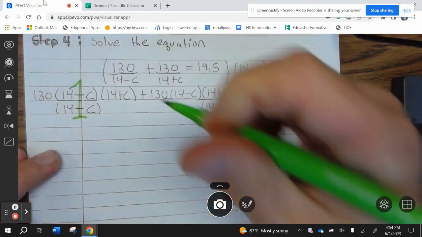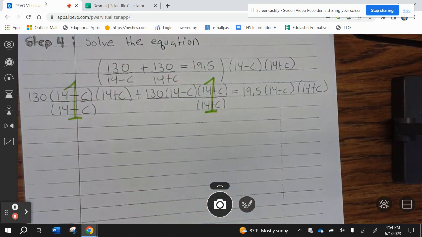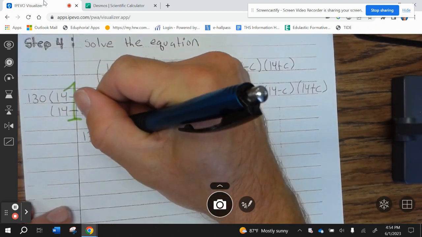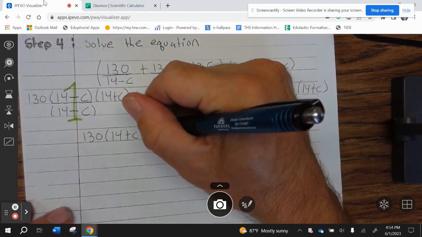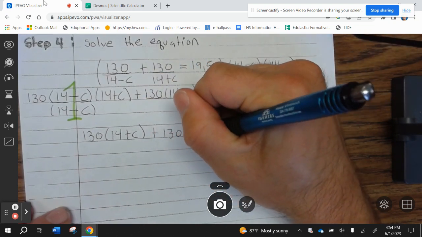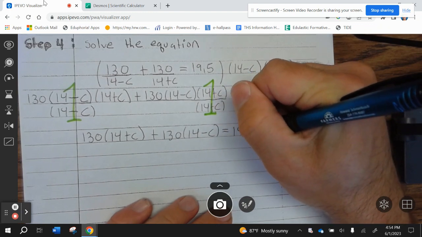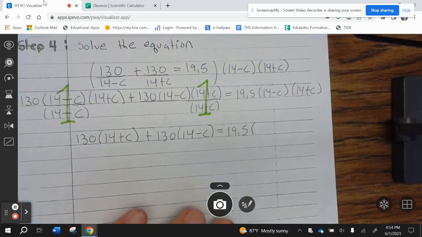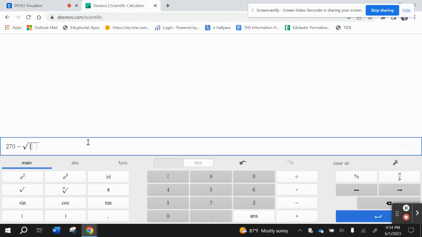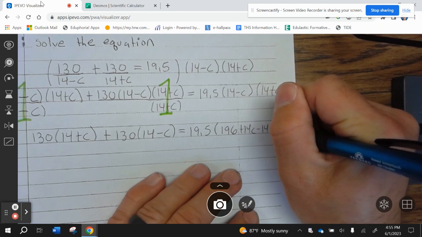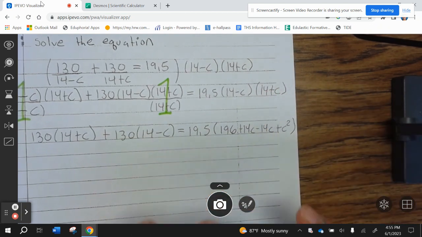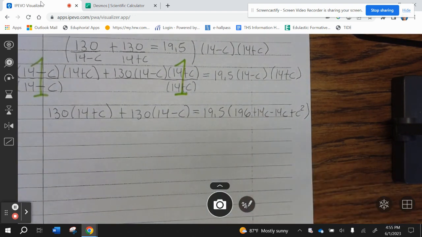All right. Now, this divides and becomes 1. This divides and becomes 1. So we're left with 130 times 14 plus C plus 130 times 14 minus C equals 19.5 times, let's go ahead and FOIL that. 14 times 14 is 196. 14 times C is plus 14C, minus 14C, plus C squared. Okay, now plus 14C minus 14C cancels.